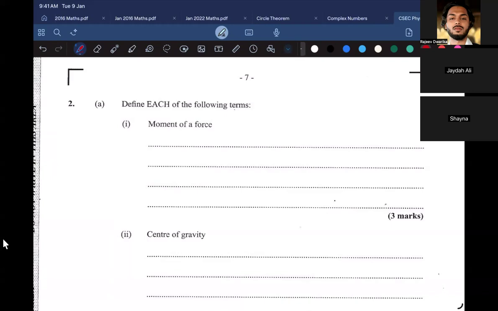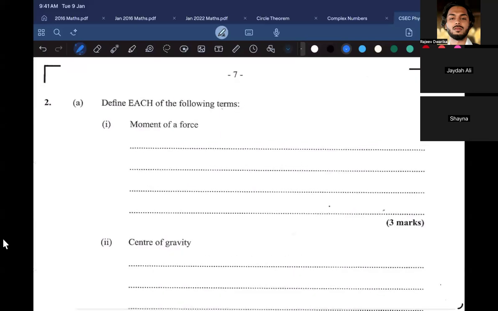Sorry, sir. Huh? Do you know what moment of a force is? It's just a recap from what we did in the last. I know the formula for moments. Okay. What's the formula for moment? The moment equals external force times the perpendicular distance from the pivot. Right. That's good enough, right? If you put that, you'll get full marks.